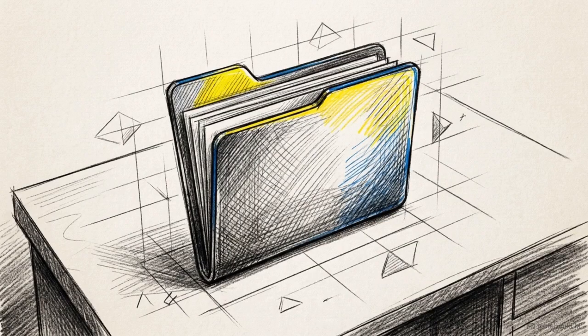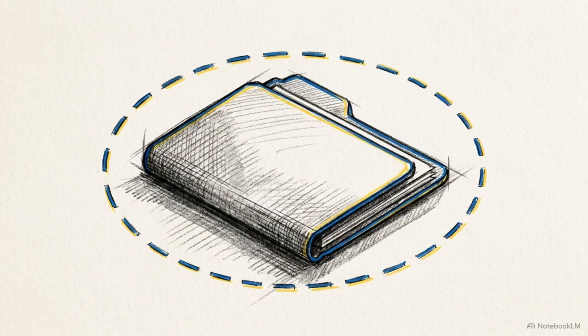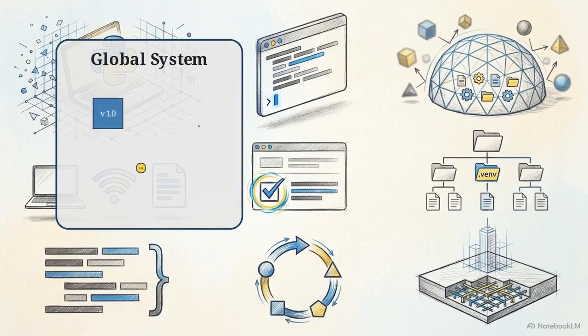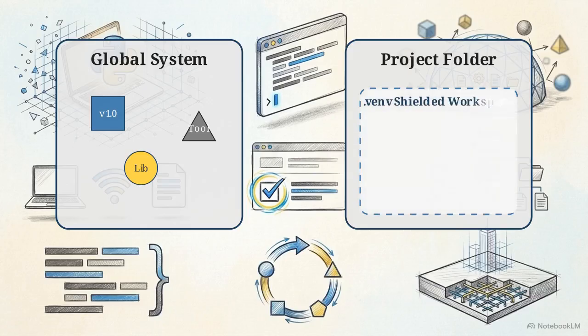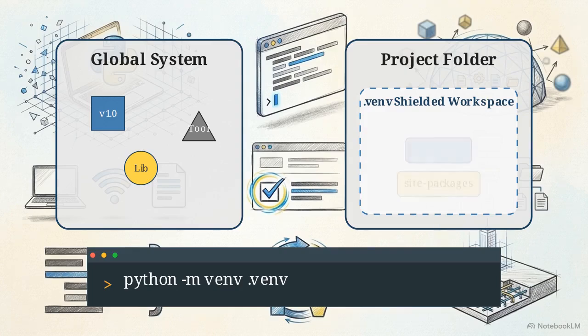Step 2. Create a new folder on your computer for your code and use the cd command in your terminal to navigate inside that project directory. Before we write any scripts, we need to set up a virtual environment. This diagram shows how the environment operates. Instead of installing every future tool directly into your computer's global system, you create a shielded workspace, isolated for this single project. To build this internal file structure, type python -m venv space .venv and hit Enter.